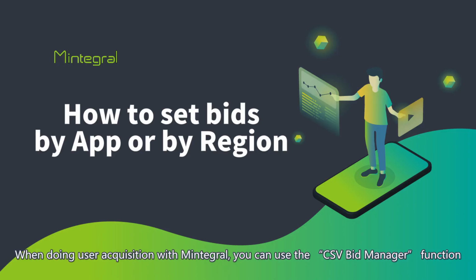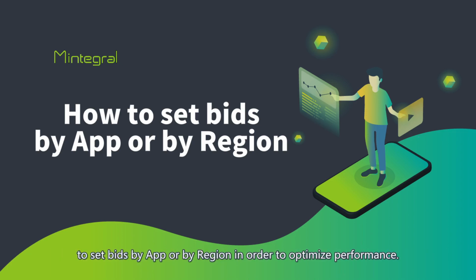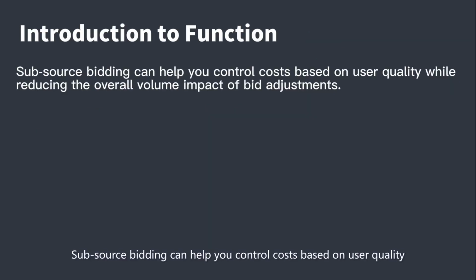When doing user acquisition with Mintegral, you can use the CSV Bid Manager function to set bids by app or by region in order to optimize performance. Subsource bidding can help you control costs based on user quality while reducing the overall volume impact of bid adjustments.